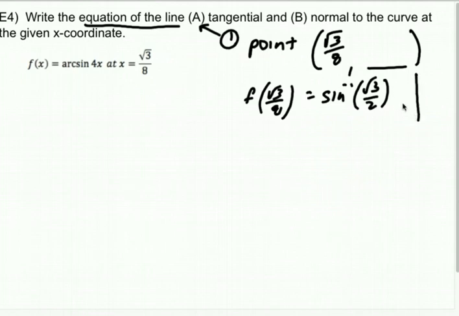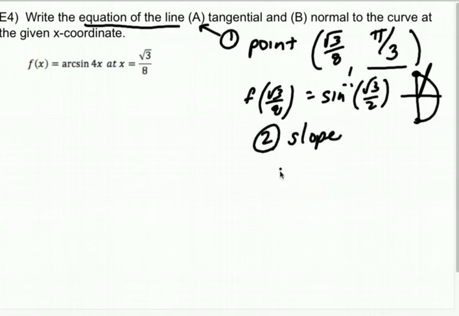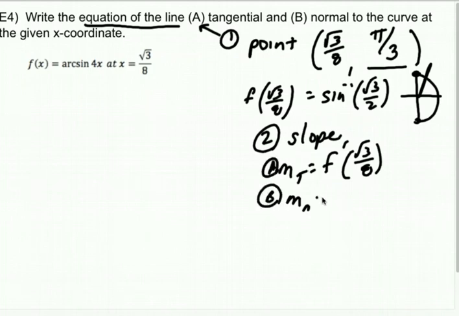So the question is, where in this window from here to here is the sine value root 3 over 2? And the answer is at pi over 3. Again, knowing your unit circle is going to matter. The second thing I need is a slope, right? I know that my tangent slope is going to be f prime of root 3 over 8. And I know that my normal slope is going to be the opposite reciprocal of that value.